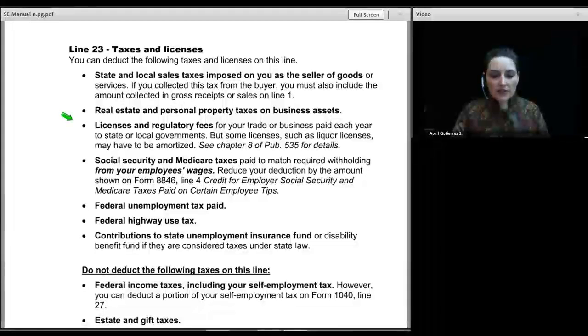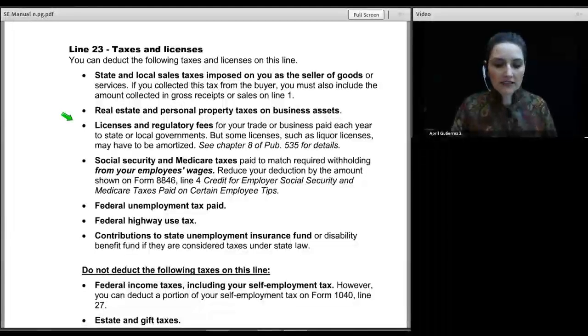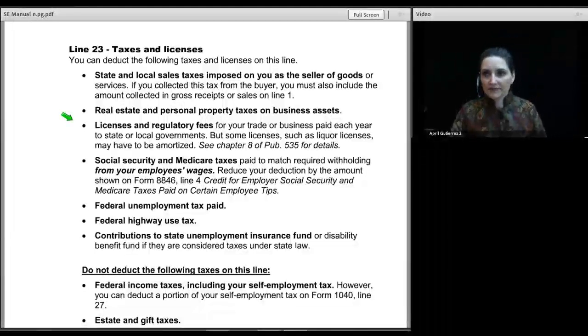Licenses and regulatory fees for your trade or business paid each year to state and local governments. However, some licenses, such as liquor licenses, have to be amortized. So if you have to pay a high amount of money for a license that gives you the privilege of conducting business, that license has a value, and that value needs to be amortized.